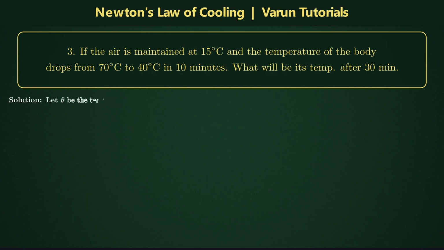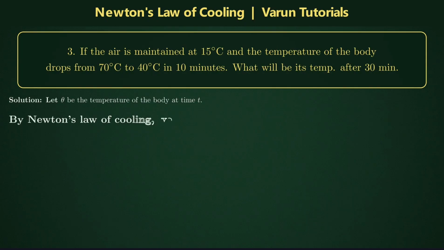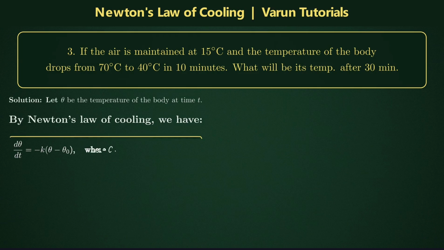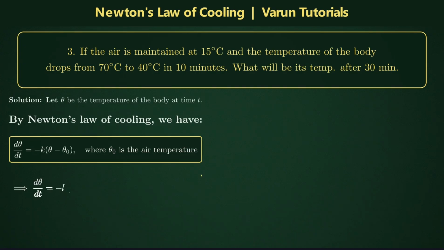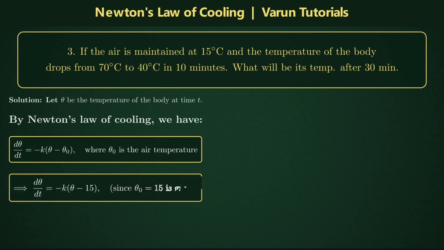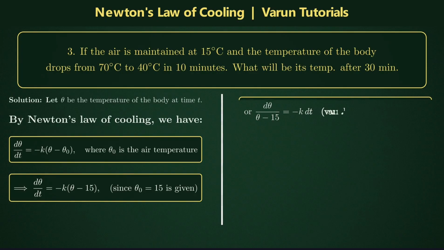Let the temperature of the body at any time t be theta. By Newton's law of cooling, we have d theta by dt equals minus k times the quantity theta minus theta 0, where theta 0 is the temperature of the air. Substituting the air temperature theta 0 equals 15, we get d theta by dt equals minus k times the quantity theta minus 15. Separating variables, we write d theta over theta minus 15 equals minus k dt. We label this as equation 1.